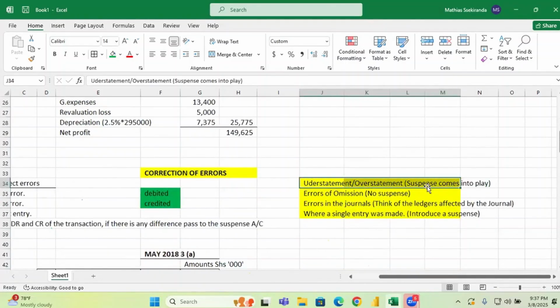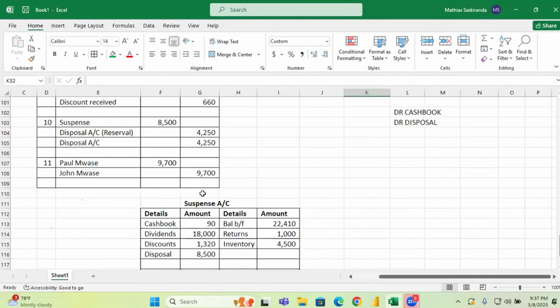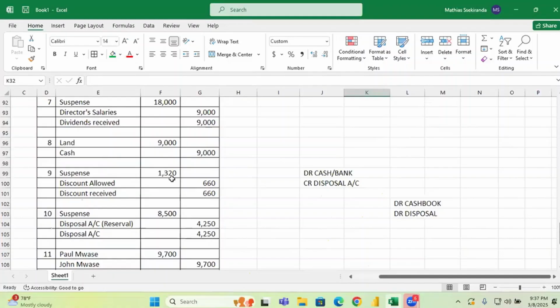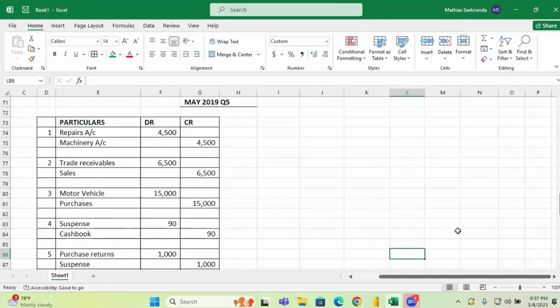So it will always be treated in the first category of understatement or misstatement, where a cash book is understated and you'll have to introduce a suspense somewhere. And we have seen it here on this transaction of the 90, where the credit side of the cash book was understated. This transaction where you were paying Mwamba and you credited less in the cash book, and you had to credit more, and the corresponding goes to the suspense. So it will always be a ledger in correction of errors.